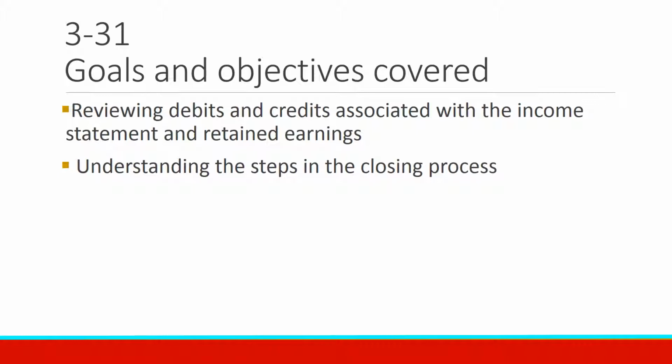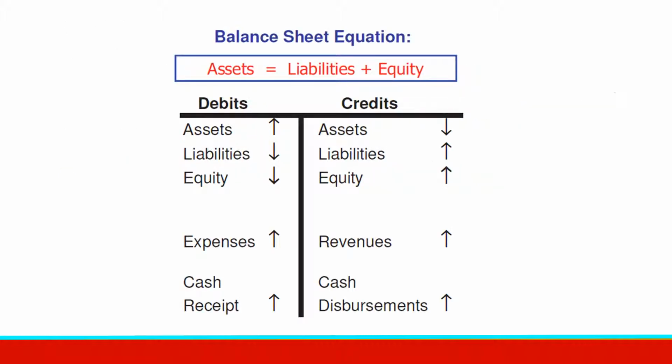This video will look at problem 3-31, and the goals and objectives here will be reviewing debits and credits, particularly those associated with the income statement and the retained earnings, and we're really going to be focusing on how to understand the steps in the closing process. Before we dig into the problem, I'd like to spend a little bit of time reviewing the balance sheet equation and how debits and credits relate to it.